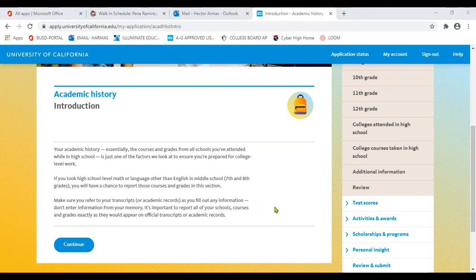So if you can go, Mr. Armis, to that fee waiver where it shows the fee waiver, so we could show the students where to look if they're eligible. Can you see my screen? Yes, we can.